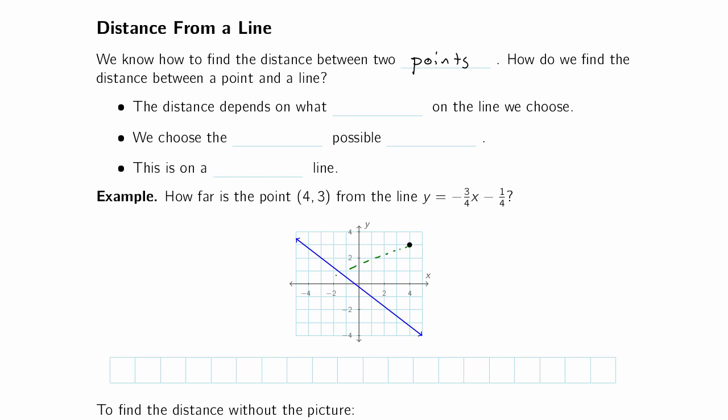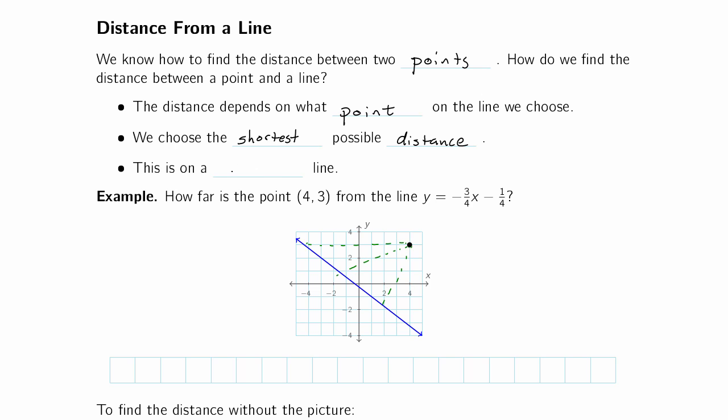Depending on which point on the line we choose, some points on the line are very, very far away from the point. So part of the question is, what do we even mean by the distance between a point and the line? And what we mean is the shortest possible distance. Okay, how do we find the shortest possible distance?